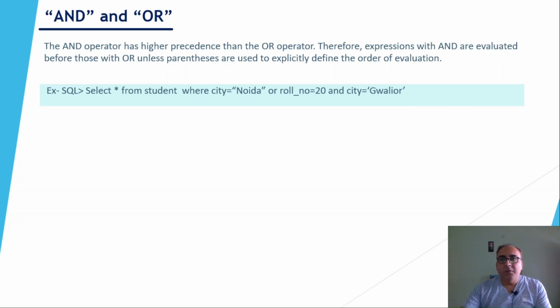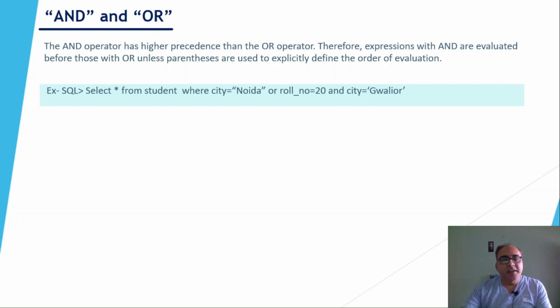Here we'll have to keep one thing in mind. The AND operator always has higher precedence than the OR operator. So if we are not specifying any brackets within the query, then AND has higher precedence. Let's look at this particular example. SELECT * FROM student WHERE city = 'Noida' OR roll number = 20 AND city = 'Gwalior'. Now how will the system execute this particular query?